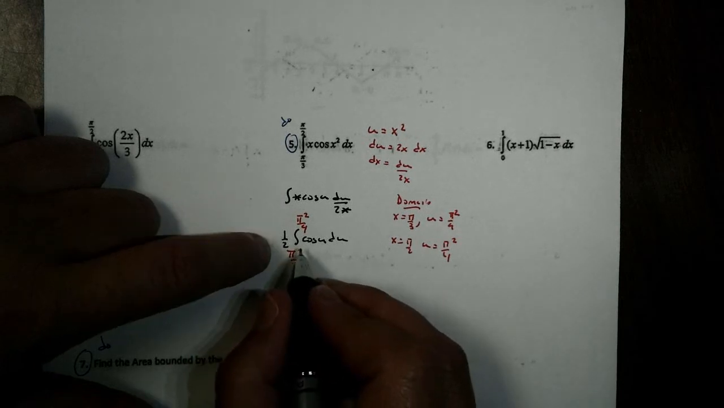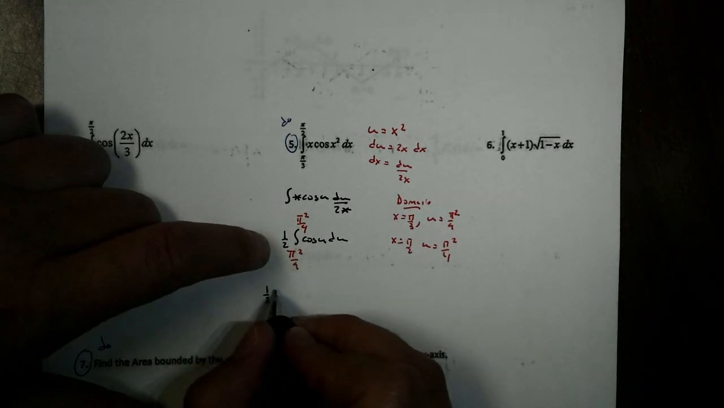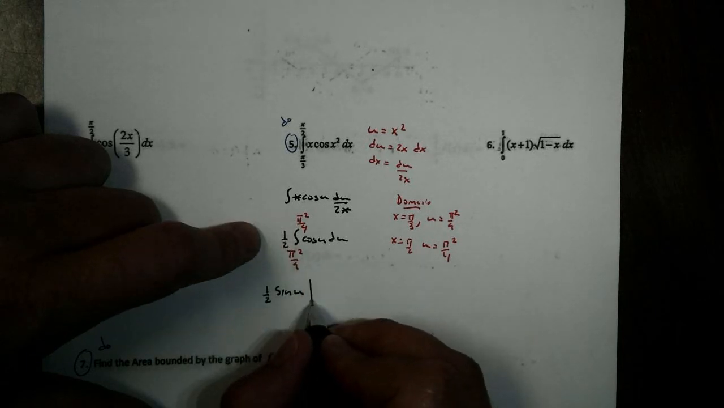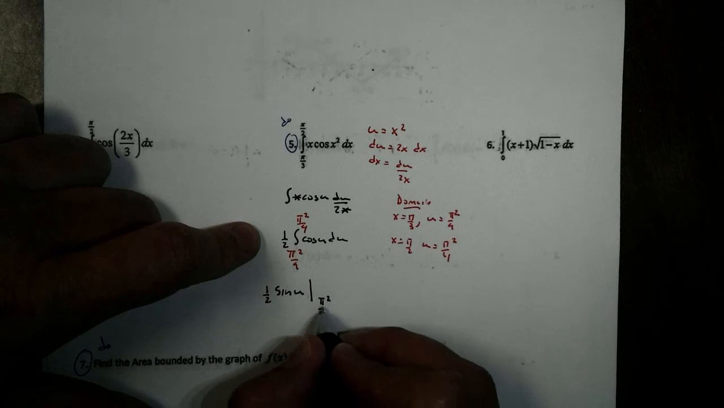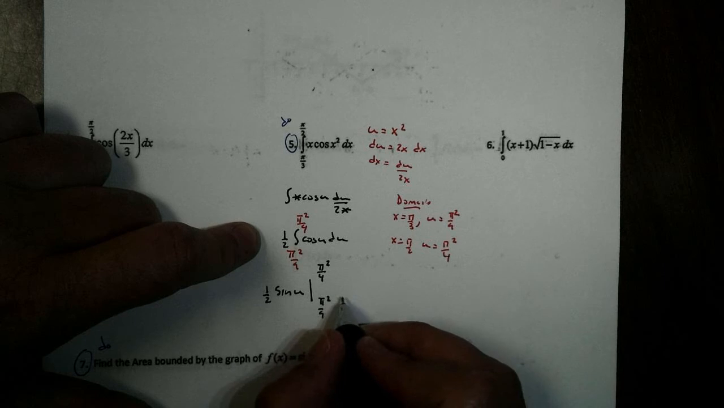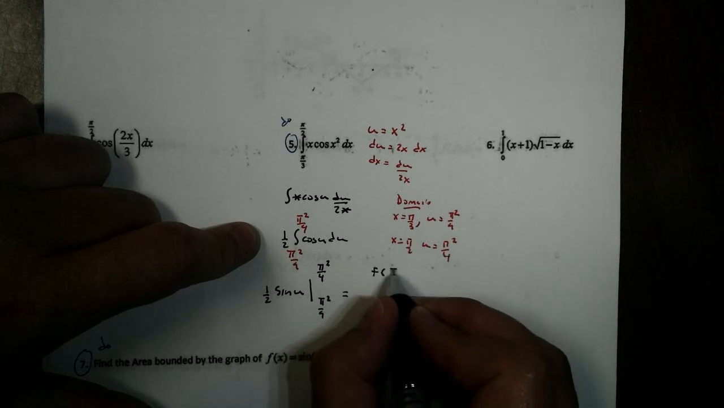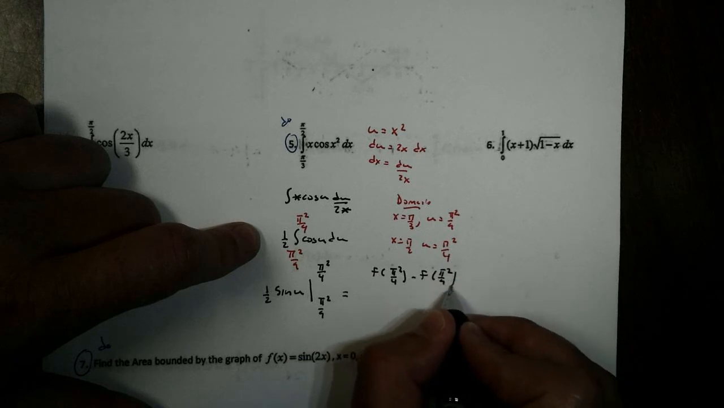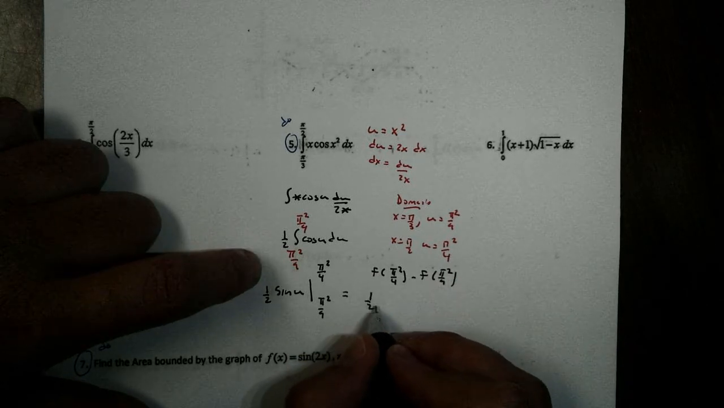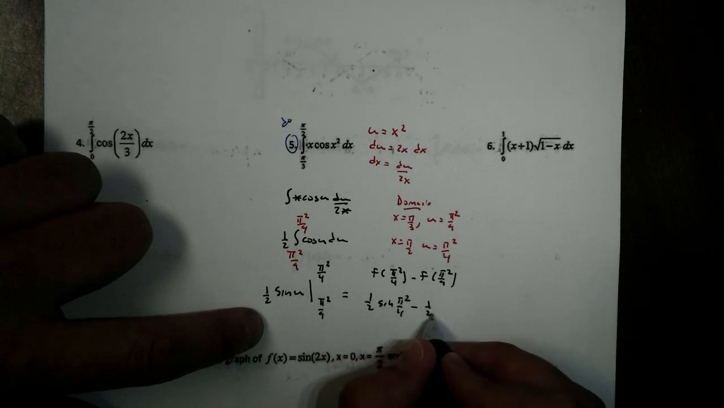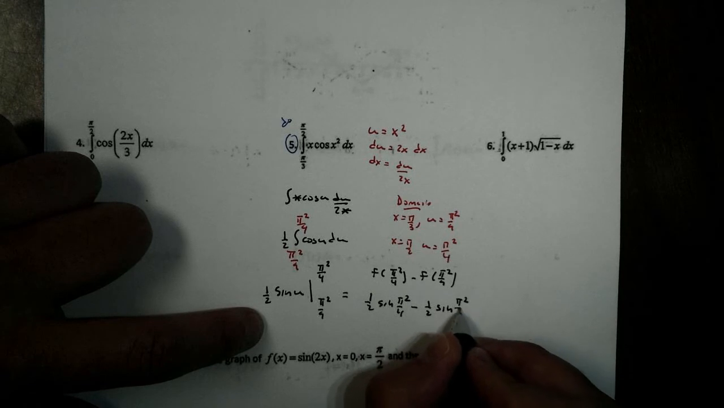But this is a nice thing about calculus. When I take the antiderivative, we are going to get 1/2 the sine of u. Remember, the antiderivative of cosine is sine, from pi squared over 9 to pi squared over 4. Evaluating it using the fundamental theorem, f of pi squared over 4 minus f of pi squared over 9, we're going to get 1/2 sine pi squared over 4 minus 1/2 sine pi squared over 9.